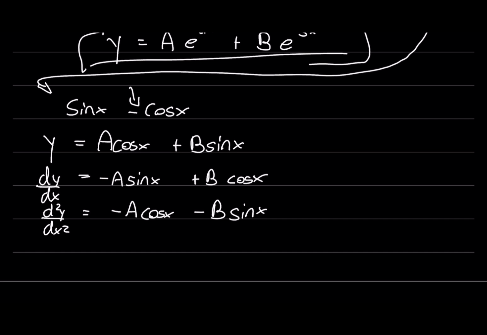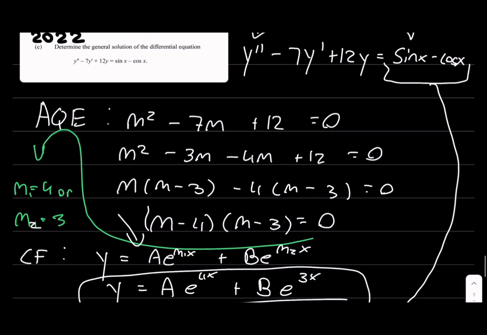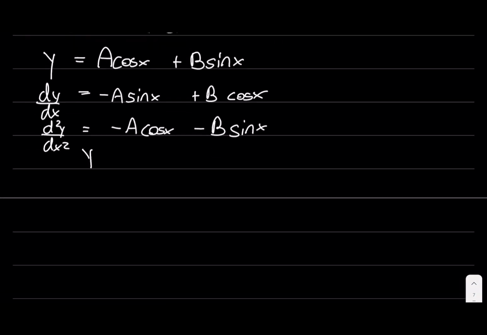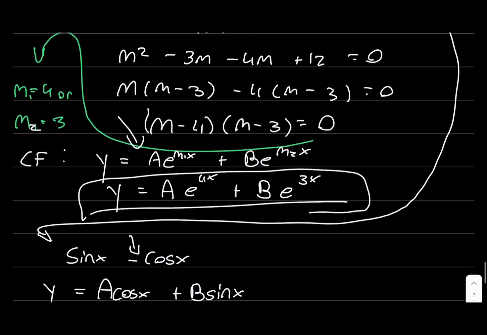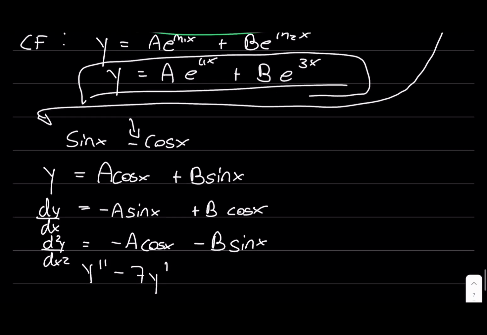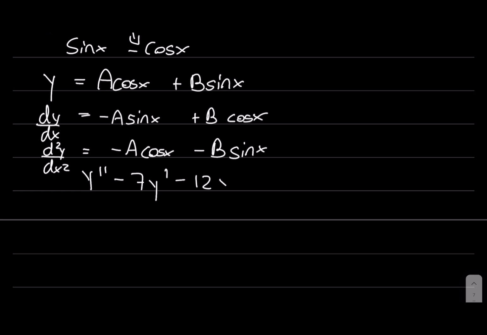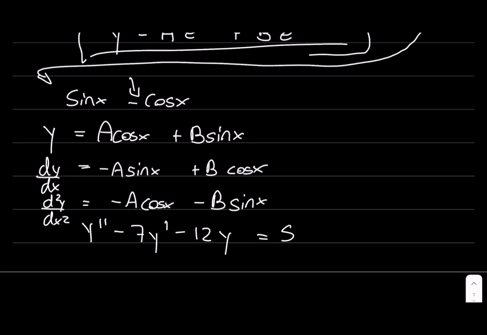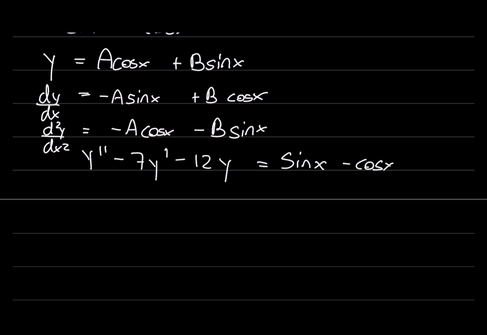So now we just have to take this and plug it into our equation, which is y prime prime minus 7y prime minus 12y equals sine x minus cos x. That's why I got mixed up, because it said sine x minus cos x. I really don't think it matters, but either way, we'll just write it all like that.